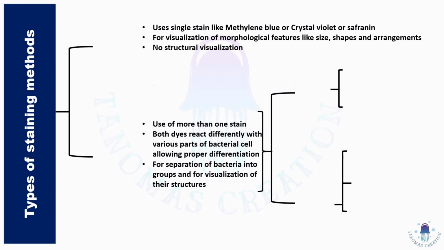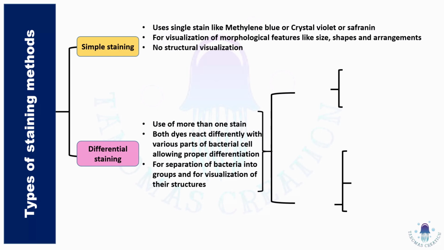Now the types of staining method that we know are, first, the simple staining, which is very commonly used, and the second is the differential staining. In simple staining, it uses a single stain like methylene blue or crystal violet or safranine. What is the purpose of simple staining? It is just used for visualization purpose. Visualization as in morphological features like size, shapes and arrangements. There is one con of simple staining, that is it cannot do structural visualization.